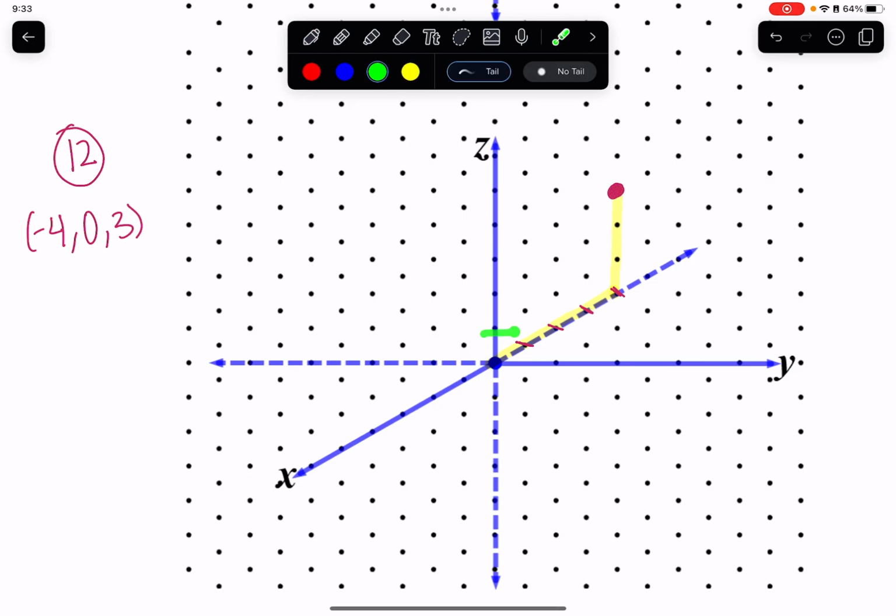Because remember, with the Z-axis, I don't have to worry about going diagonally. The Z-axis is just exactly up or down. So from moving backwards, away from me on the x-axis 4 spaces, I'm now moving up 3 spaces along the z-axis. There's my final dot.